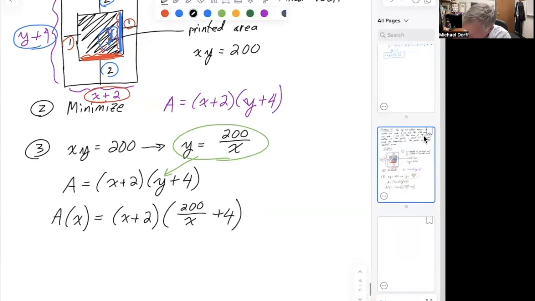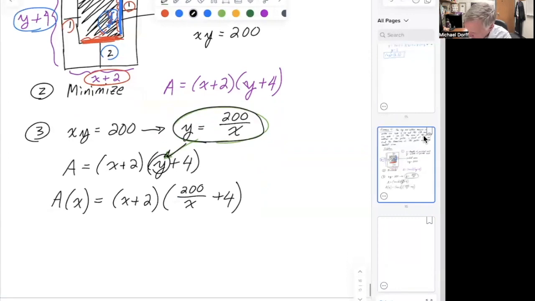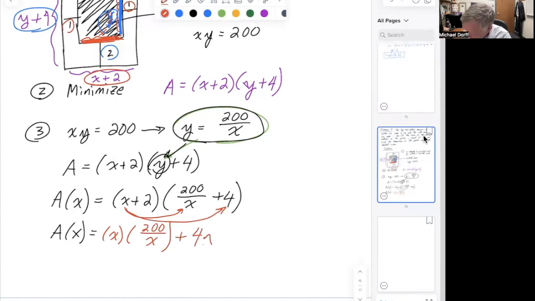All right, because I've again substituted in for my Y here and simplified that, let's multiply this all out. So I'm going to have to FOIL. When I do that, I've got this times that. That's going to give me X times 200 over X. Then I've got X times 4, so I'm going to get 4X. And then I've got a 2 times that, so I'm going to get 2 times 200 over X. And then last, I've got 2 times 4. That's going to give me 8.